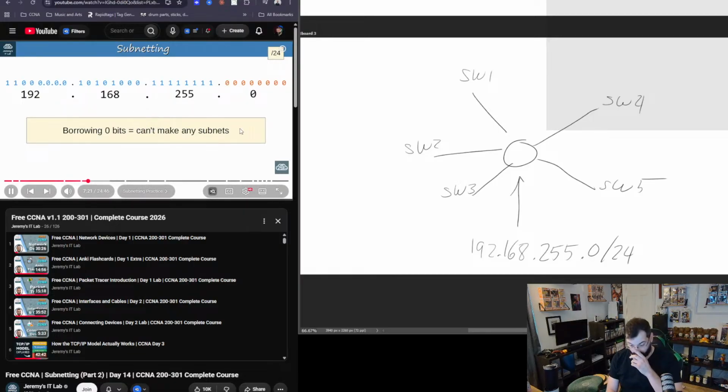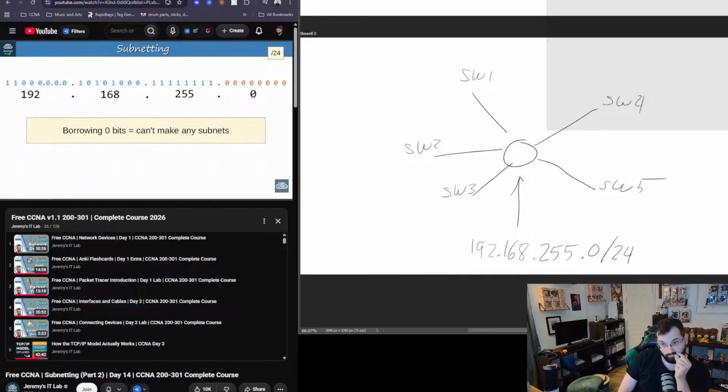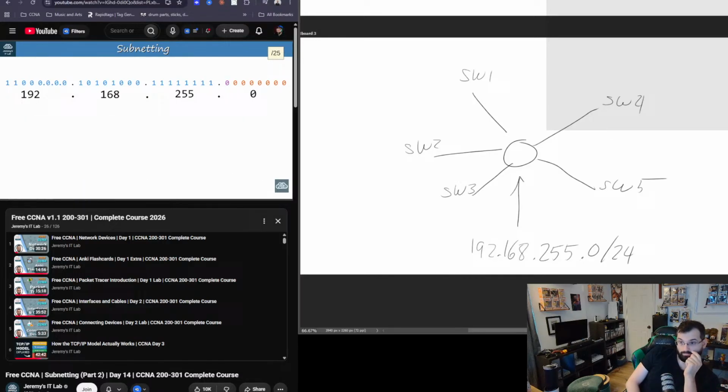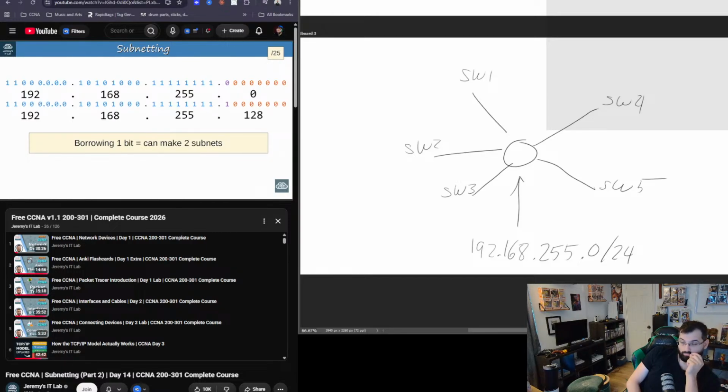That we can't make any subnets. We just have one network, 192.168.255.0/24. If we borrow 1 bit, it now becomes a /25 network. Borrowing 1 bit also means we can make 2 subnets. Why is that? Well, all of the original network bits, the blue bits, cannot be changed. That is the network we received. However, the purple bit, the bit we borrowed from the host portion, we can change, and it can be either 0 or 1. If it's 0, we have the 192.168.255.0/25 network. If it's 1, we have the 192.168.255.128/25 network.